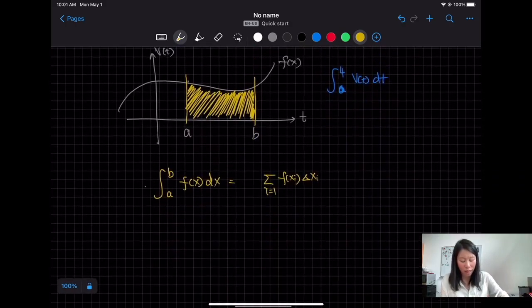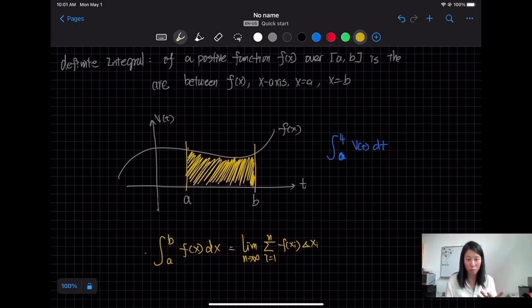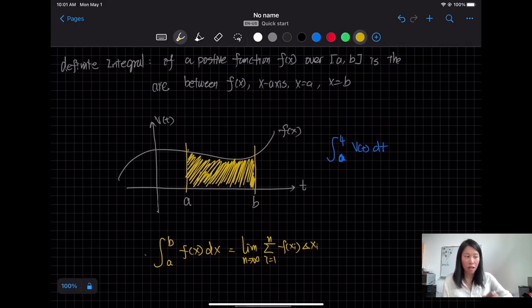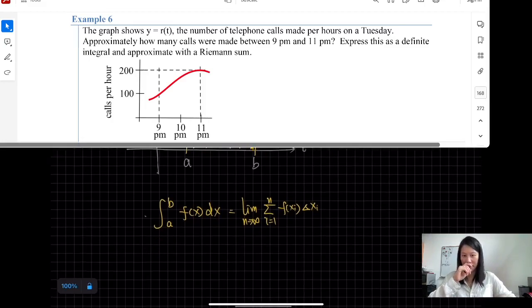So that means if the number of subintervals approaches infinitely many, we will get a very accurate answer. In fact, the Riemann sum with infinitely many subintervals is going to be our integral from a to b, integrating the function. Okay, now let's take a look at this example.